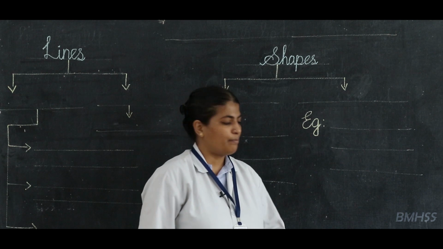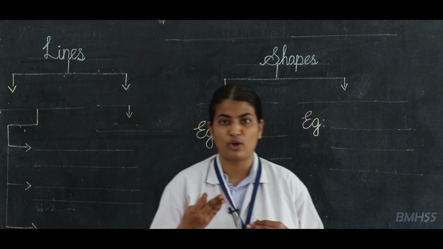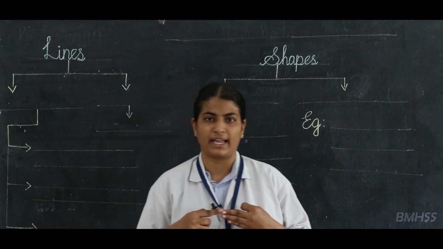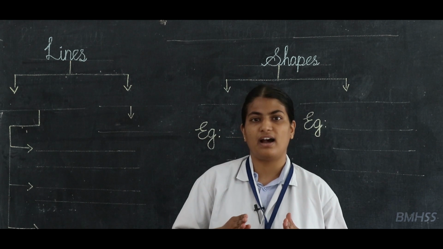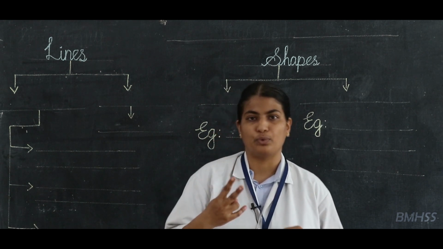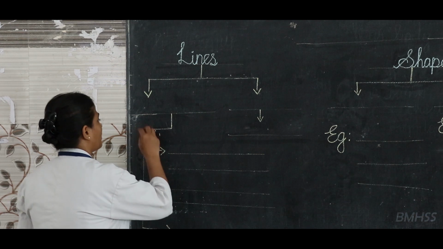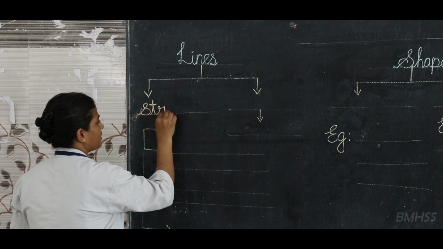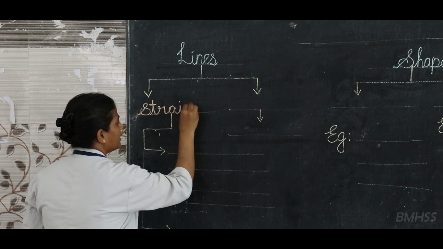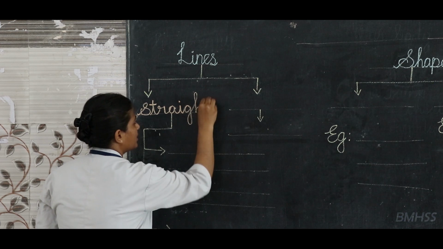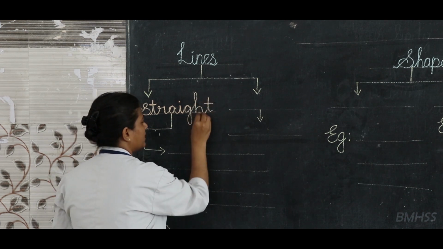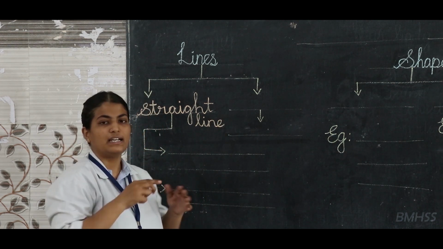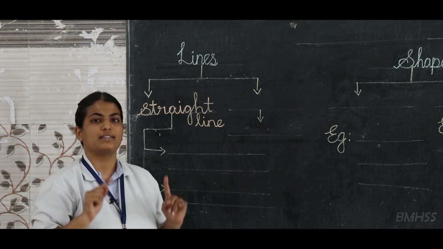So kids, from the glowing of the light, we saw three types of lines. That is slanting line, standing line and sleeping line. Now the lines are majorly divided into two groups. So the first part is straight line. S, T, R, A, I, G, H, T. Straight line, L, I, N, E. So all the lines which are straight are known as straight lines.